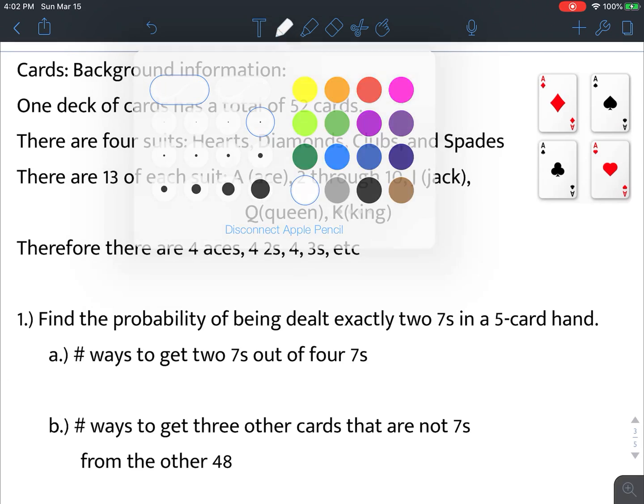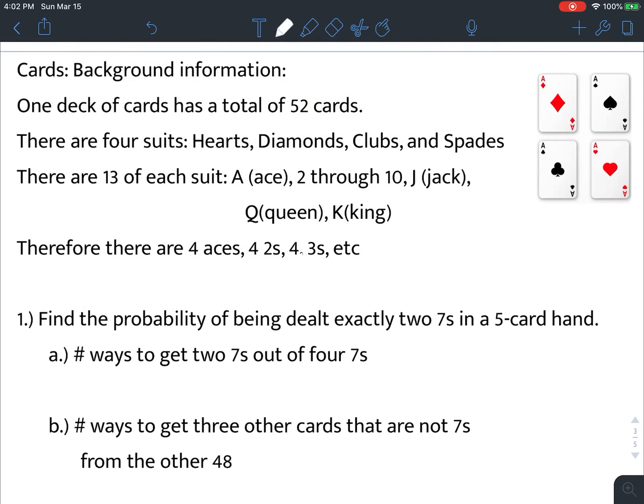Although I see I made a little error here. I put in a little extra comma. We'll just erase that.